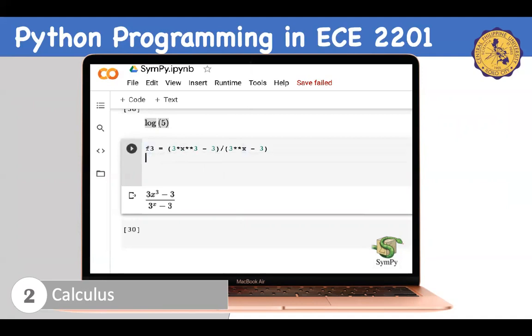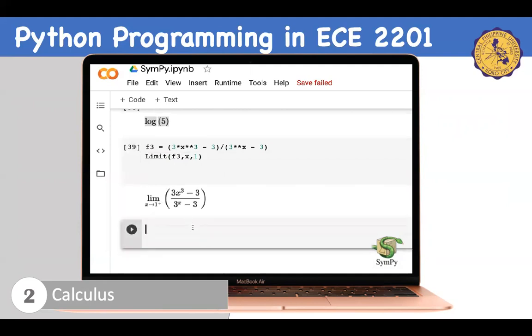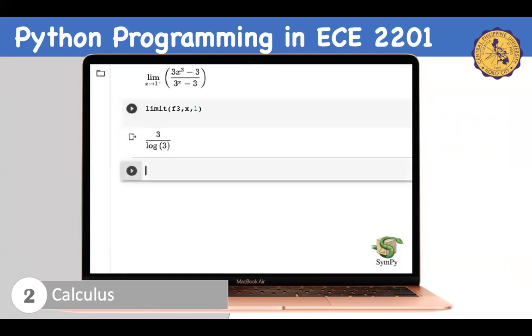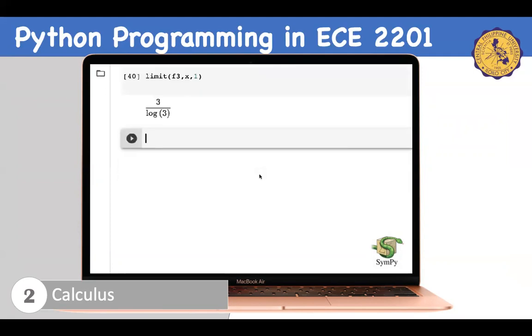Now we are going to display the limit of f3 when x approaches, let's say, the value 1. So this is now the problem that we are going to solve. To solve for the value of the limit, use lowercase limit of function f3 when x approaches 1. Run the code and you have 3 all over ln of 3. Take note, log in Python means natural logarithm. All right, proceed to the next problem. Now let's call this f4.